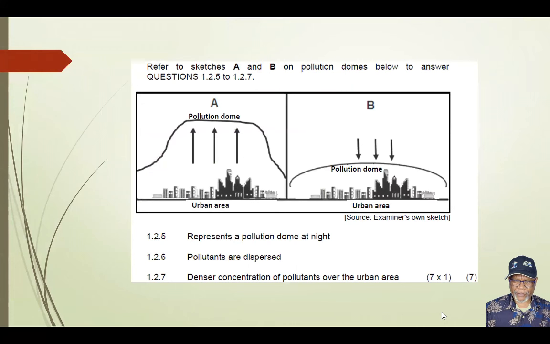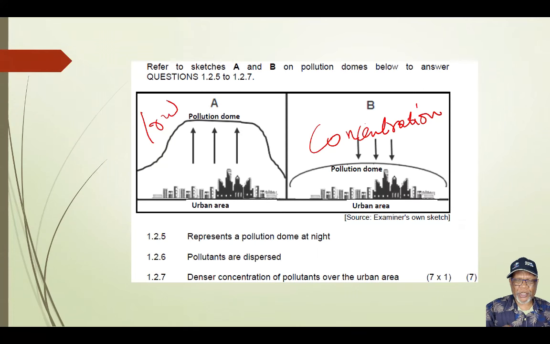We have some activity here regarding the pollution dome: pollution dome during the night and pollution dome during the day. The pollution dome during the day is higher because the temperatures are higher during the day and therefore the air is rising. But during the night, the temperatures are lower, so there is a high concentration of pollution. Here the concentration is lower because the air is rising and the pollution is spread.